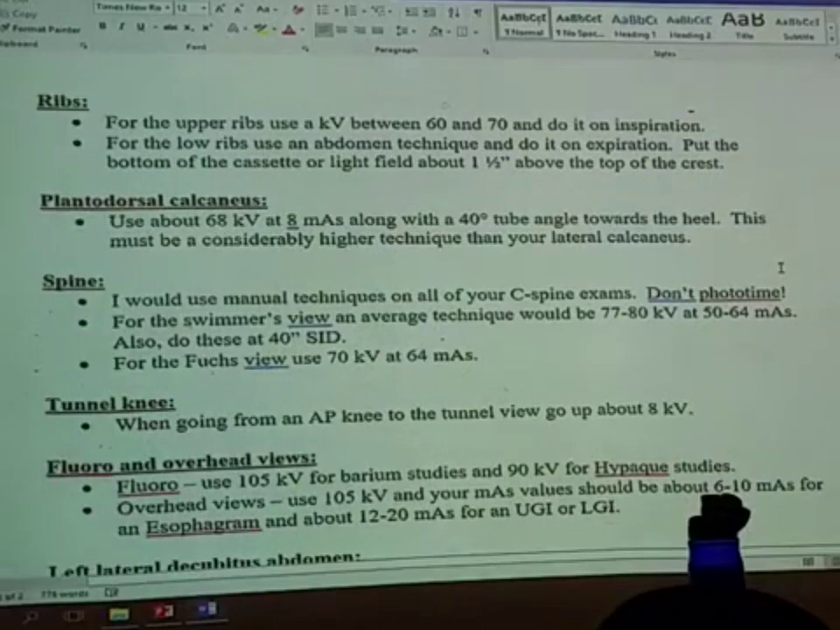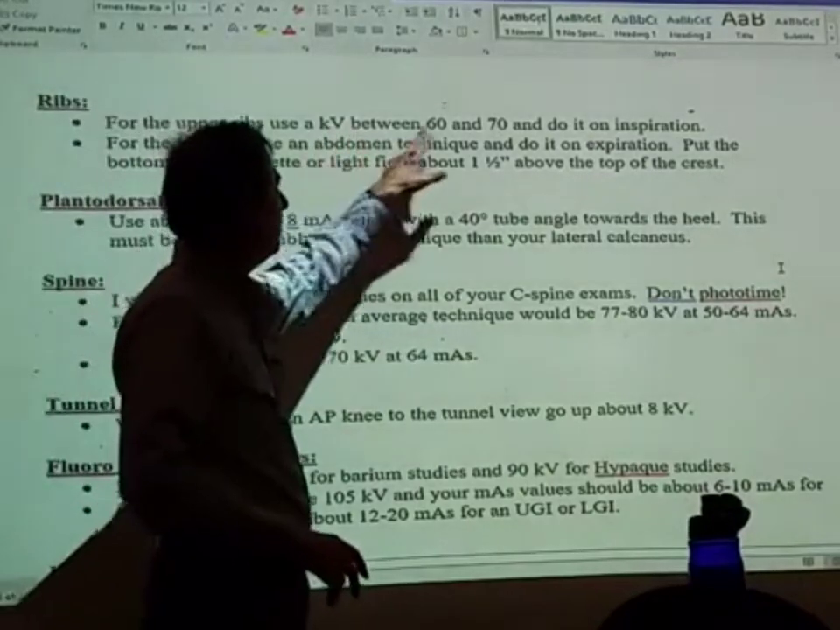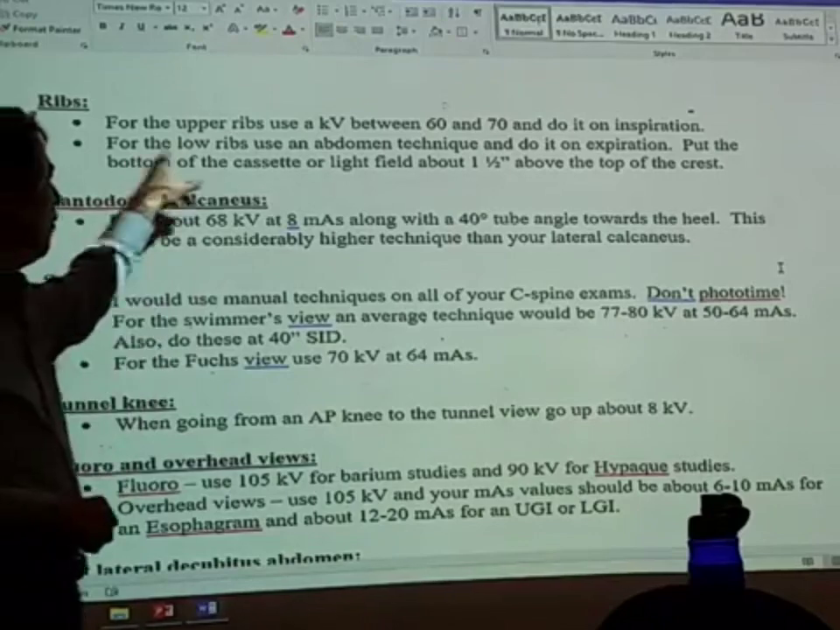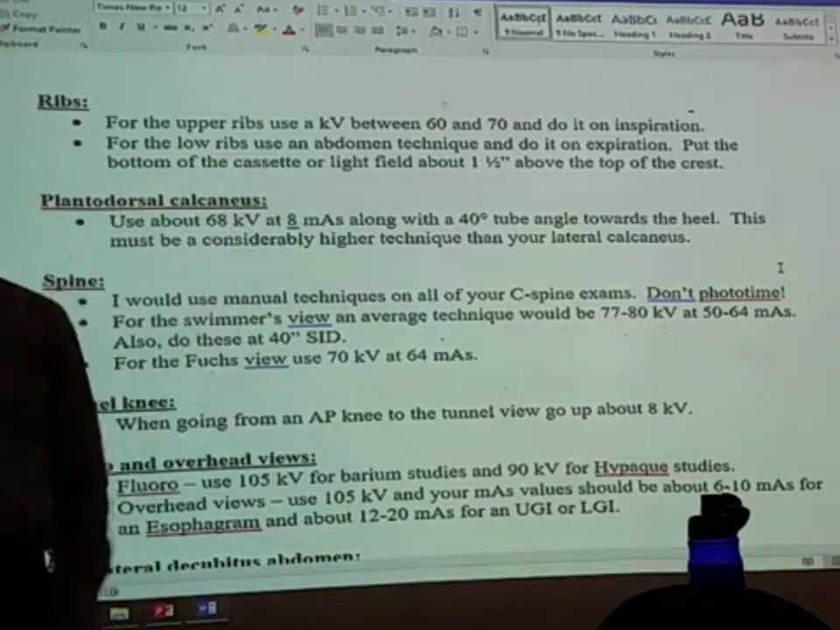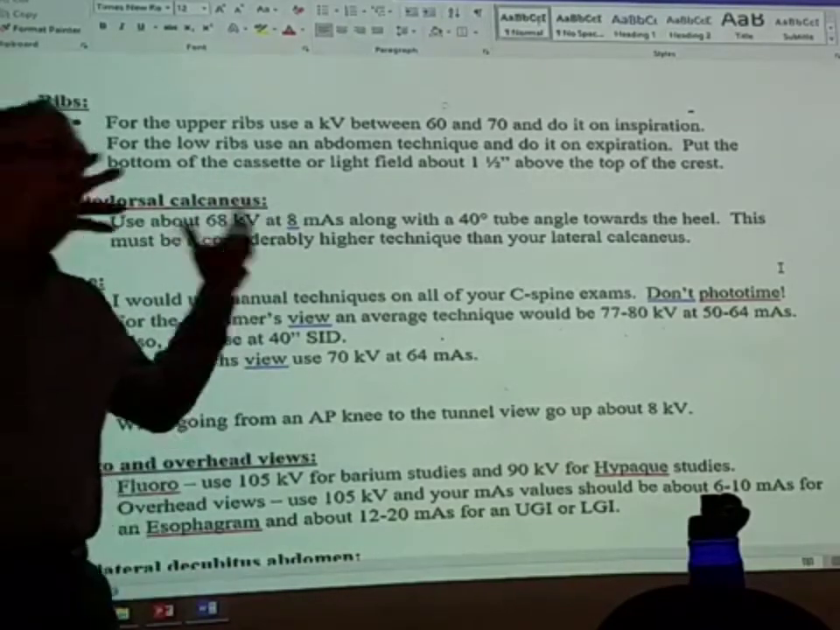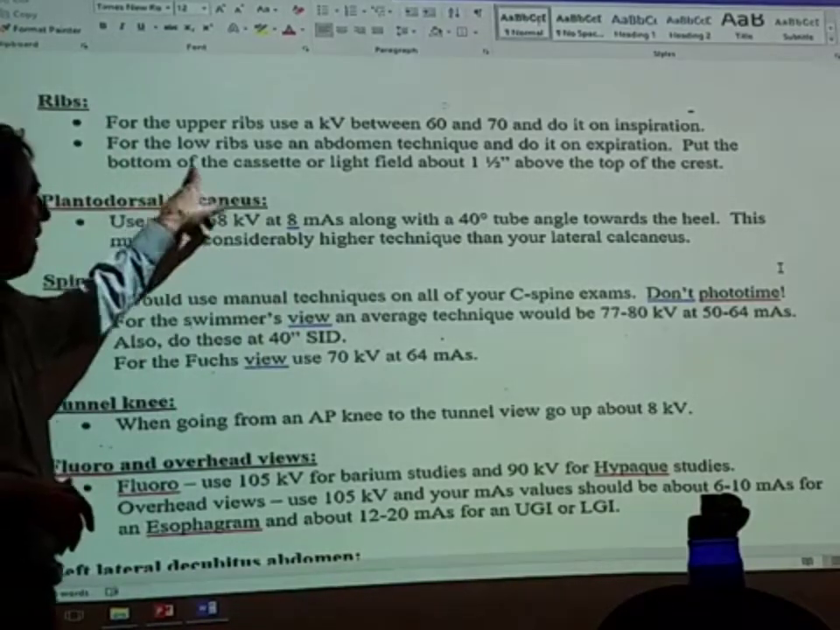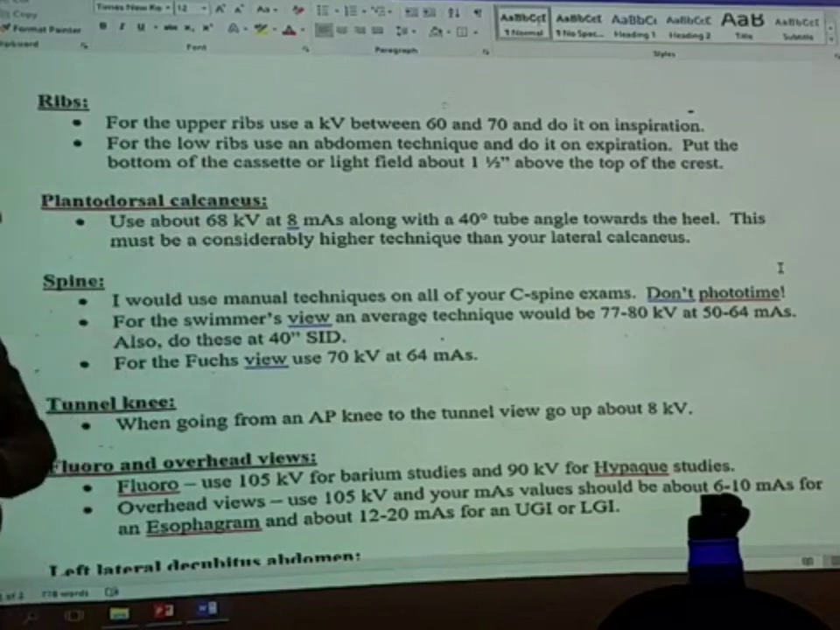For ribs, in general, for your upper ribs, you want to use between 60 and 70 kV on inspiration. For the low ribs, just use an abdomen technique. That's it. Whatever you would shoot on an abdomen for that person, just do that, okay? And put the bottom of the light field or bottom of the cassette a little bit above the top of the crest and you'll be fine.